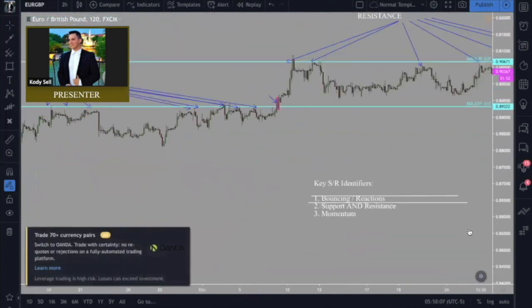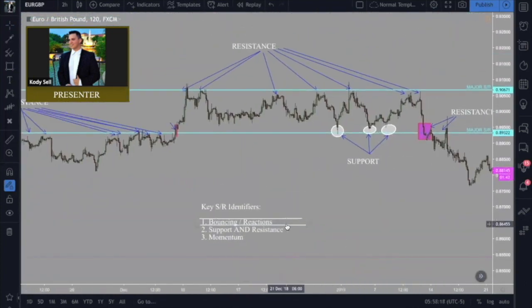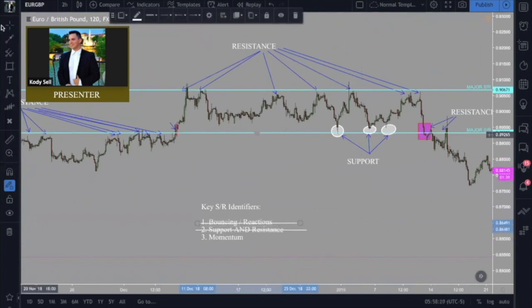So let's zoom back out here. Zoom back out here. So boom, marked off, and then number 3, momentum, we can mark off as well.